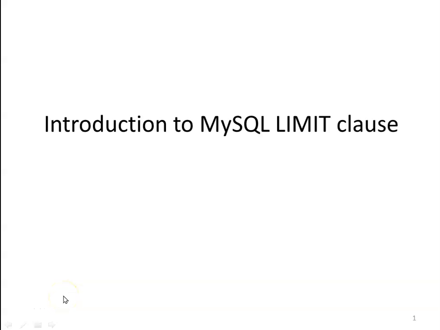In this tutorial, you will learn how to use the MySQL LIMIT clause to constrain the number of rows returned by a query. The LIMIT clause is used in the SELECT statement to constrain the number of rows to be returned. The LIMIT clause accepts one or two arguments. The value of both the arguments must be 0 or positive integers. We'll have a look at the syntax of the LIMIT clause.